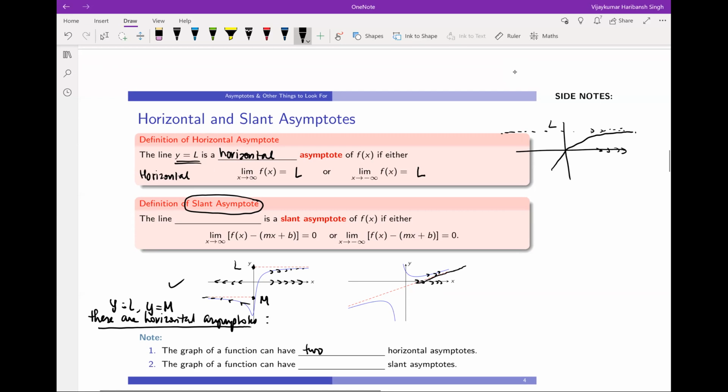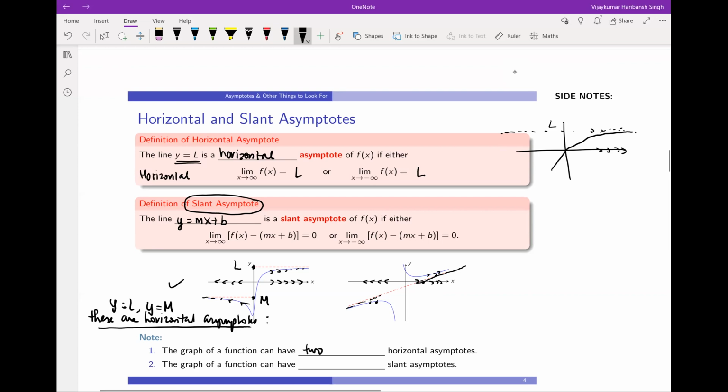Similarly, if x goes to minus infinity, your function is getting closer to this line again. So getting closer to any other line, which is not vertical or horizontal, gives rise to the slant asymptote. So a line is given by the equation y equals mx plus b. So the line y equals mx plus b is a slant asymptote for f of x.